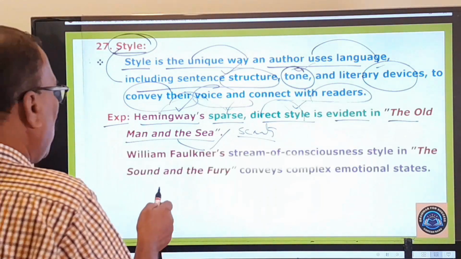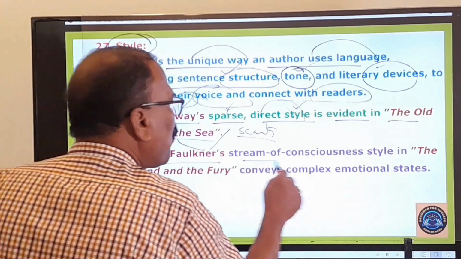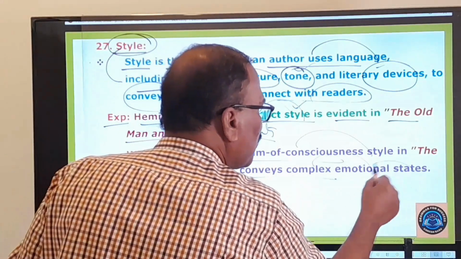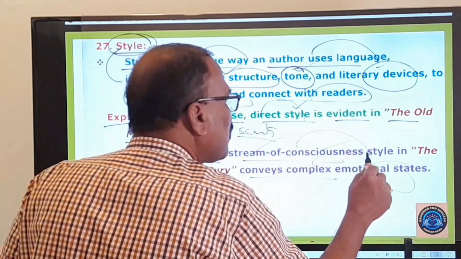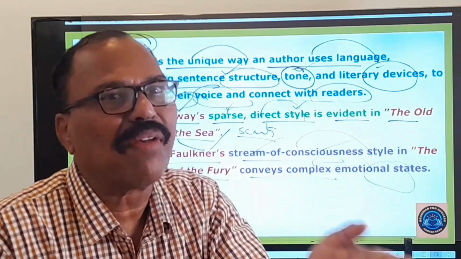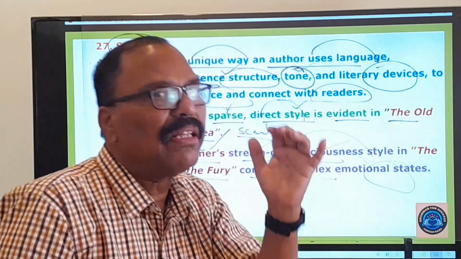And here one more example is there. William Faulkner, stream of consciousness style is there. The Sound and the Fury conveys complex emotional states. So, stream of consciousness style. What is stream of consciousness style? Presentation of the thoughts of the character as they happen in the mind.